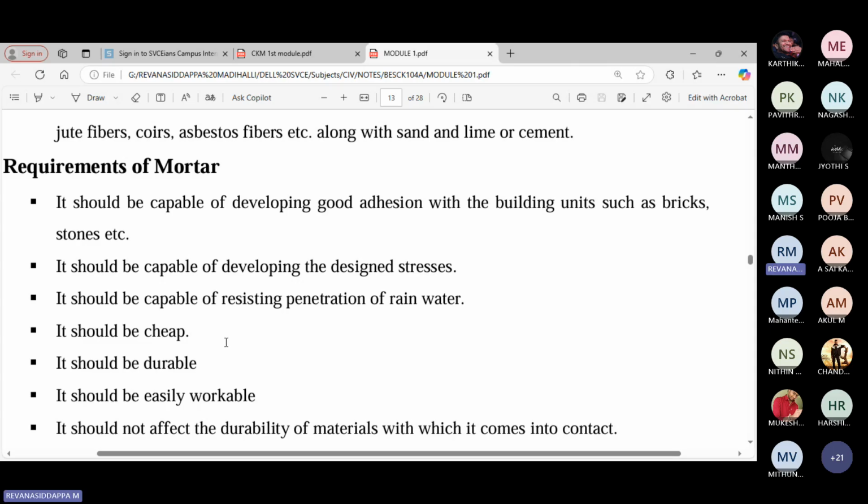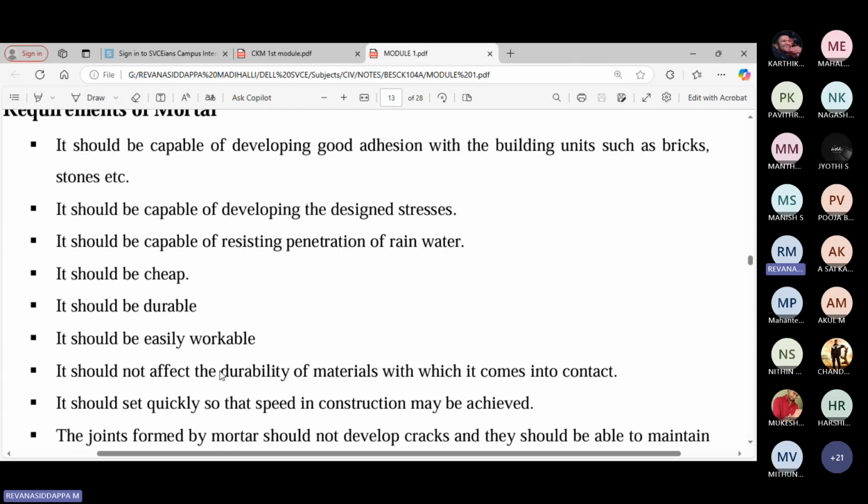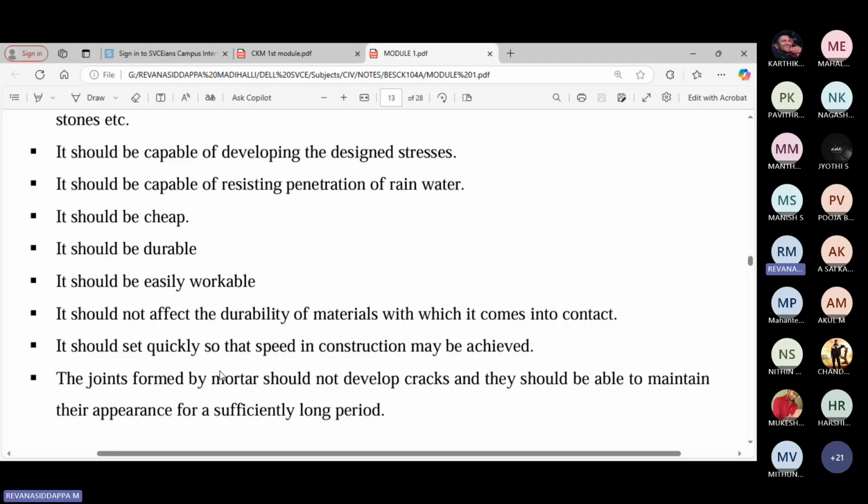The next important requirement is that it should not affect the durability of materials with which it comes into contact. If you construct a masonry wall, the mortar will be in continuous contact with the bricks. It may be cement bricks or mud bricks. It should not affect the quality of the brick because it will be in continuous touch with the bricks.